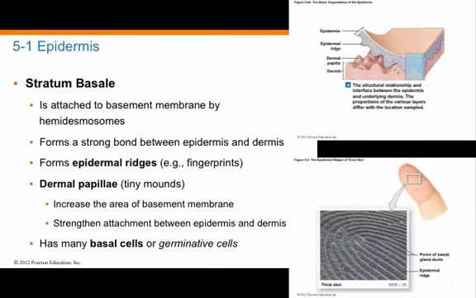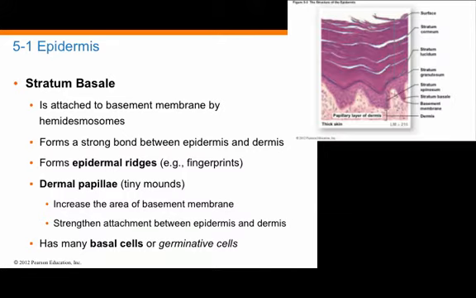The stratum basale is the deepest layer and is attached to the basement membrane. A strong bond forms between the epidermis and the dermis through the epidermal ridges of the stratum basale and the dermal papillae. The epidermal ridges are what form the fingerprints on the digits. The dermal papillae, or tiny mounds, increase the area of the basement membrane and help to strengthen the attachment between the epidermis and the dermis.